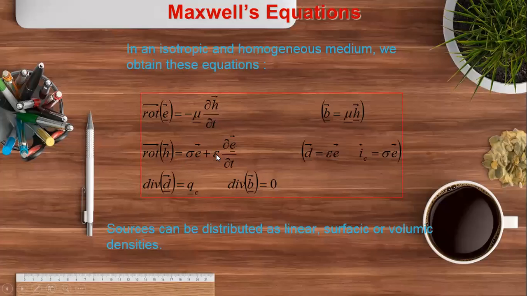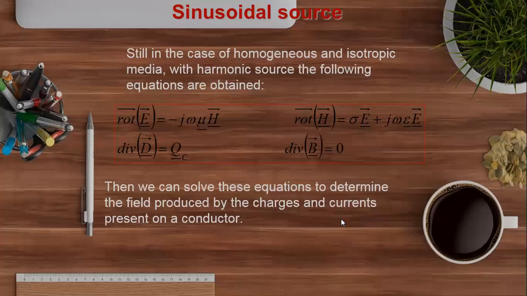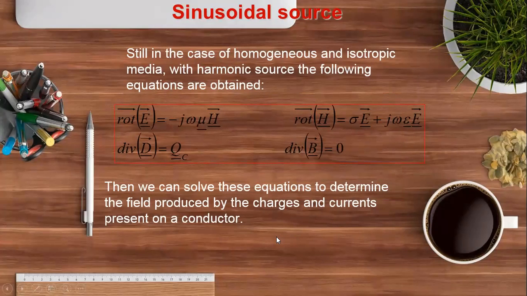We can write the expression for conductivity, the expression for permeability, and the charge densities, as the sources can be distributed linearly, on a surface, or in a volume density. We know sinusoidal sources are also there, in a homogeneous and isotropic medium. So we can find the curl of E, either in the curl or the mod, you can take anything, that is minus j omega mu H. Already we have simplified it, the curl of H equals conductivity into E plus j omega epsilon E. When we talk about the magnetic field, the divergence of B will be zero, and the divergence of D will be Q_C, that is with respect to the charge.